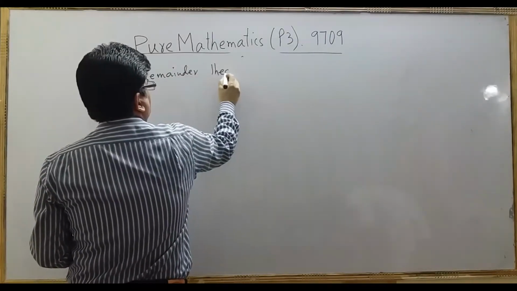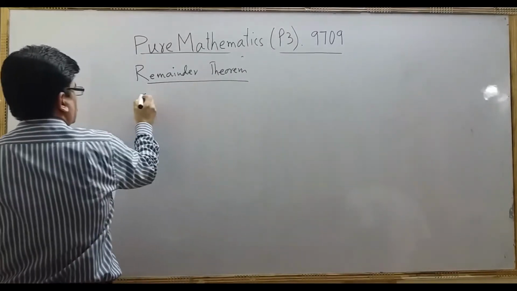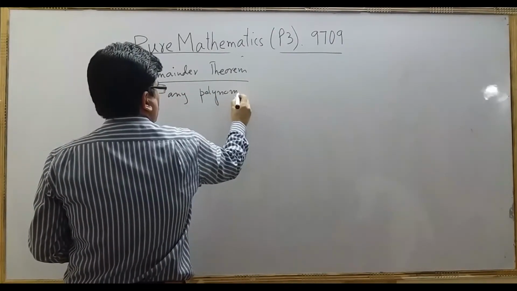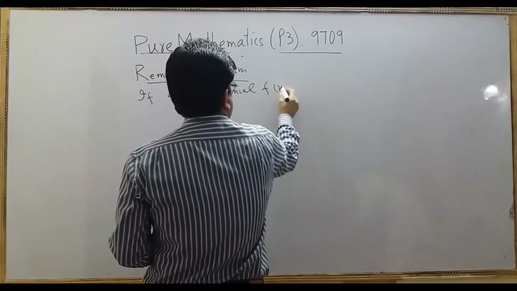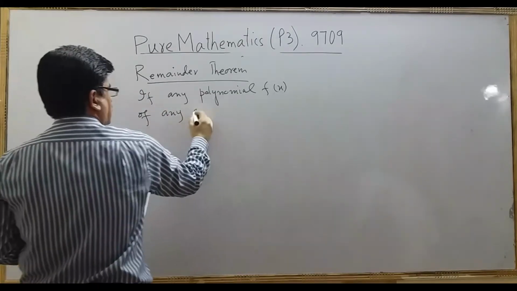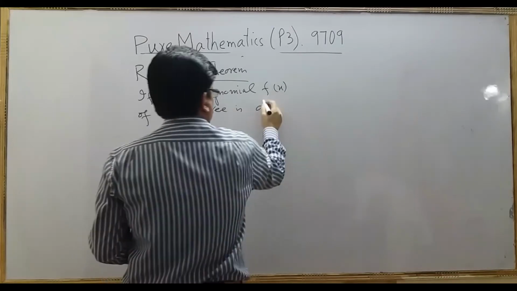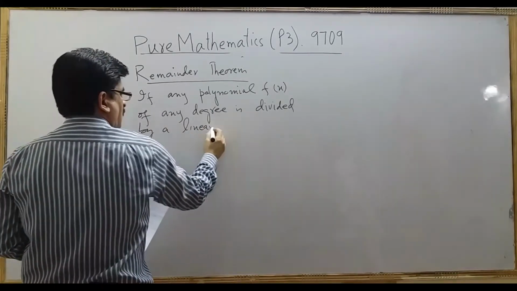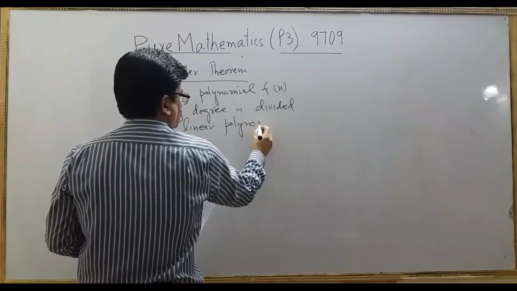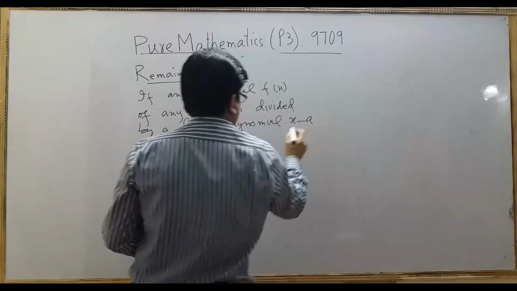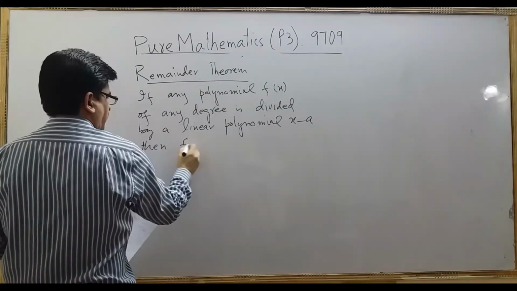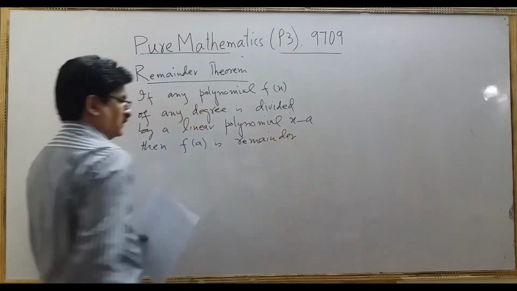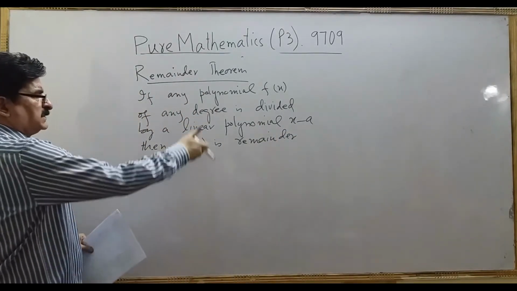Now we have the remainder theorem. The remainder theorem states that if any polynomial f(x) of any degree is divided by a linear polynomial x minus a, then f(a) is the remainder. So you can find the remainder by this theorem as well.